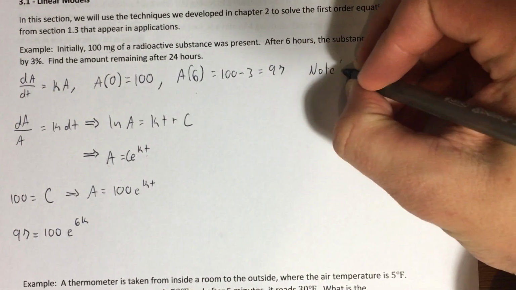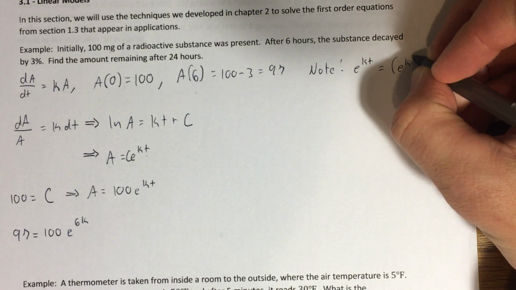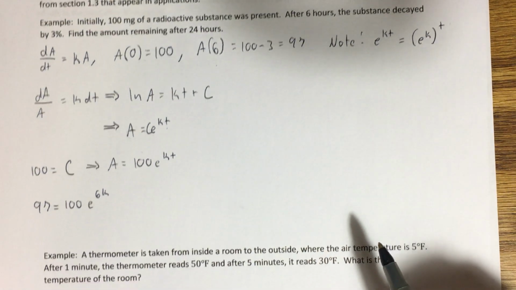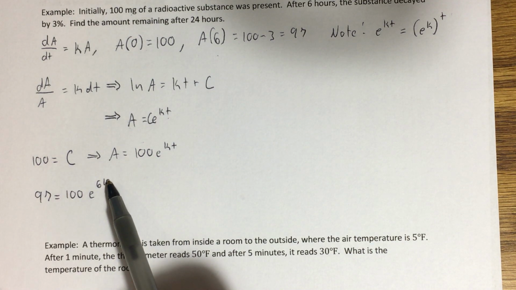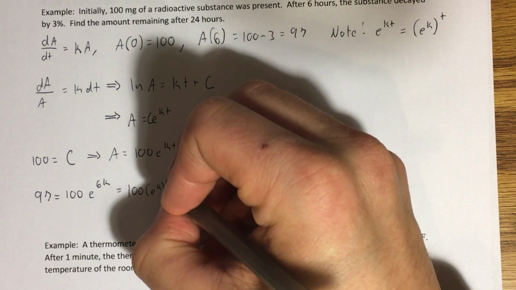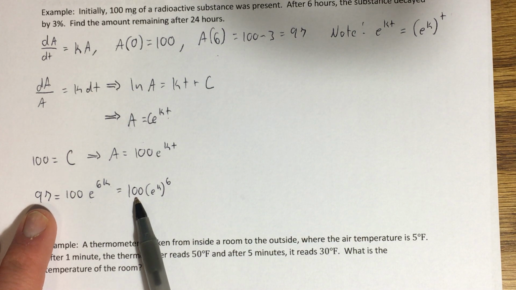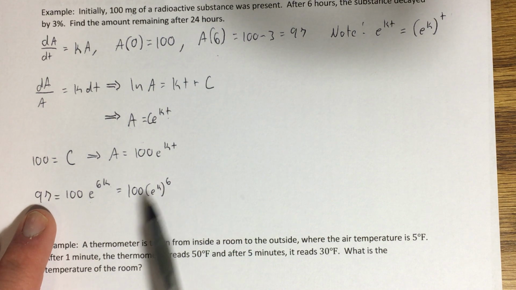So in problems like this, I like to use a very convenient fact. Note, e to the kt is the same thing as e to the k to the power of t. I'm using a property of exponents here, that power to a power property specifically. Now, why am I doing that? Well, the reason is because instead of solving for k, I'm actually only going to solve for e to the k. This is the same thing as 100 times e to the k to the power of 6. So what I'm going to do, divide both sides by 100 first, and then take a sixth root of both sides. Or that's the same thing as taking both sides to the power of 1 over 6.